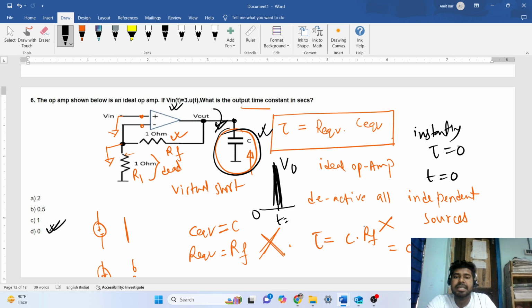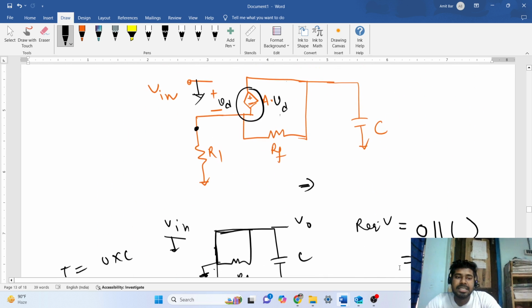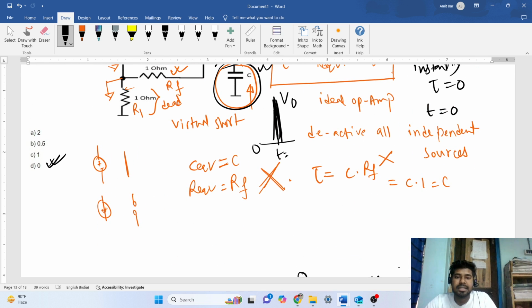So this question is very important. When I solved the question the first time, I made this mistake. This is absolutely wrong, and this is the correct way to solve it.